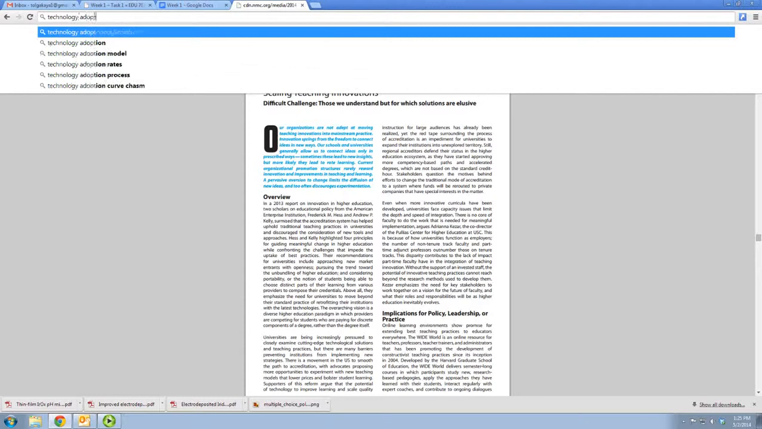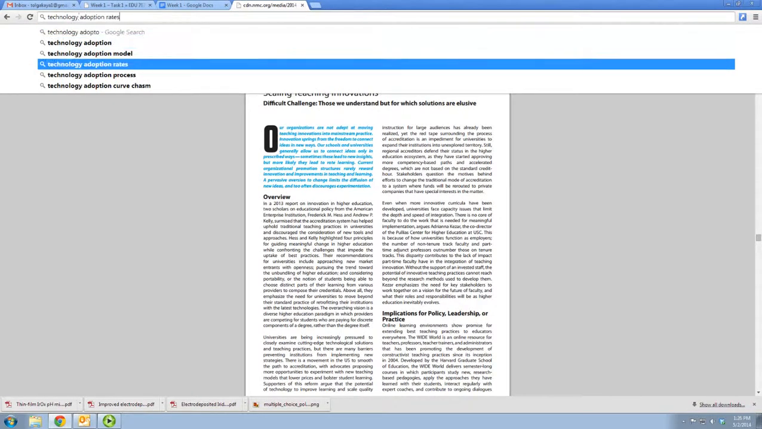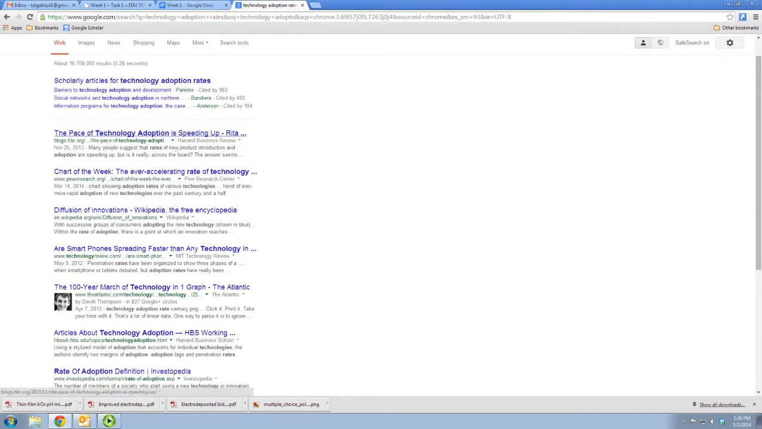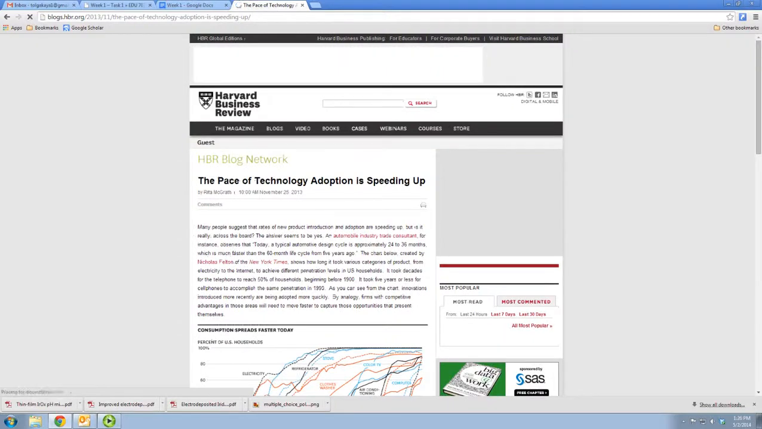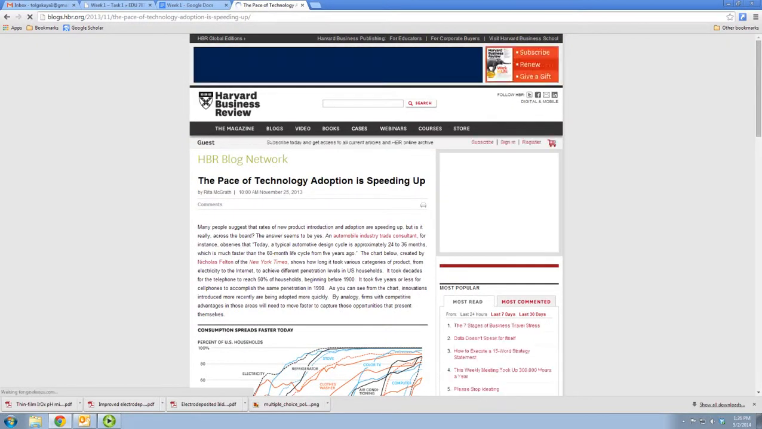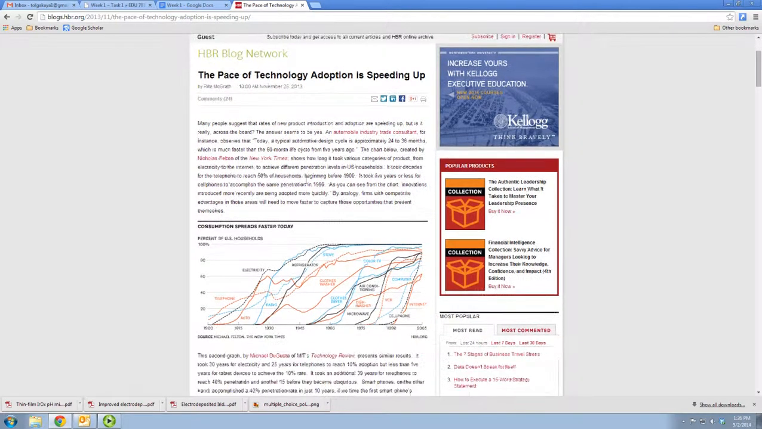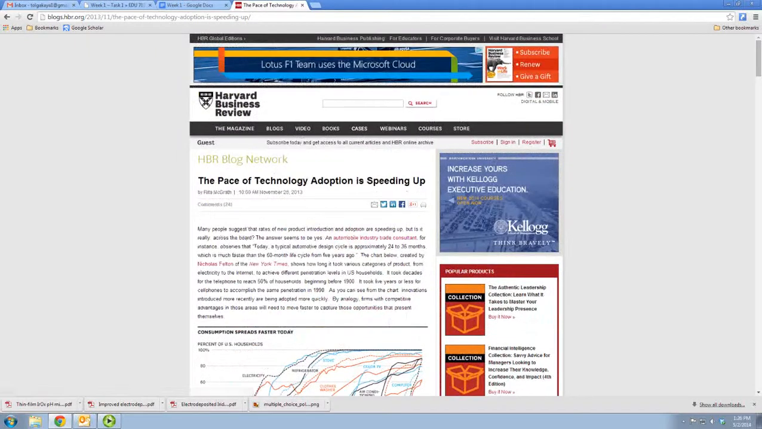Technology adoption rates. That sounds interesting. The pace of technology adoption is speeding up, but we want to know why. Harvard Business Review. That's something important. Many people suggest that rates of new product information and adoption are speeding up, but is it really across the board? Oh, no. This is not what we're looking for. We're looking for education technology adoption.